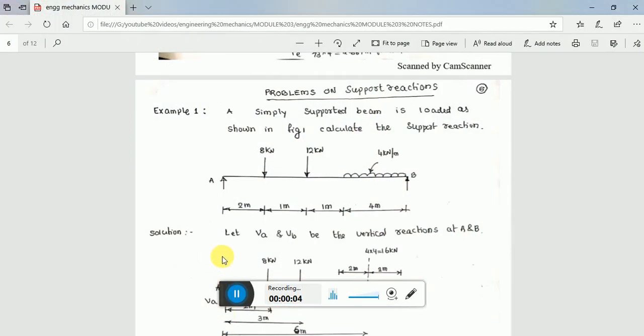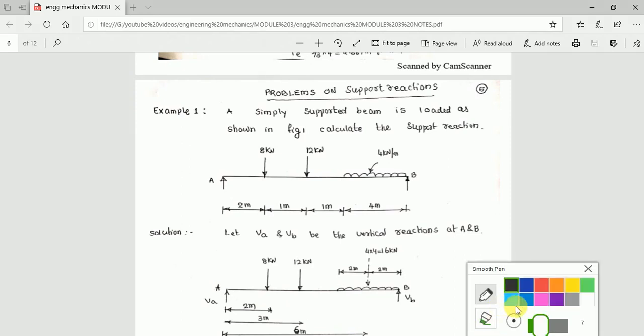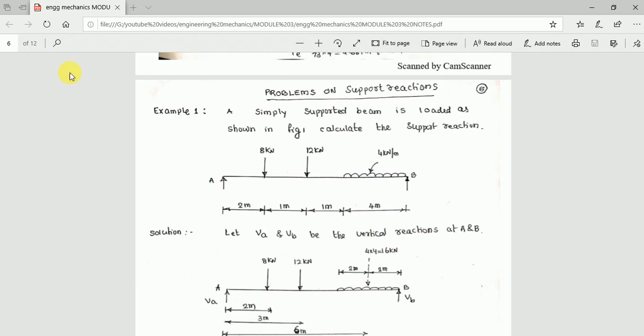So in this session we will solve the problems, or numericals, related to support reactions. In the previous class, that is in the first video, we have seen what the supports are, then the types of loads, and then what statically determinate and statically indeterminate beams are.